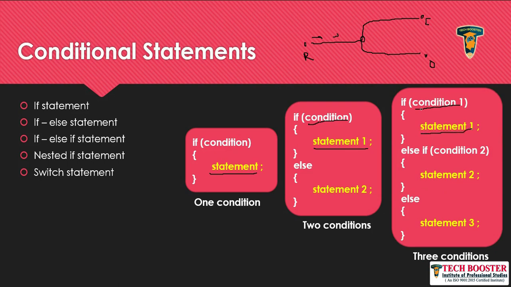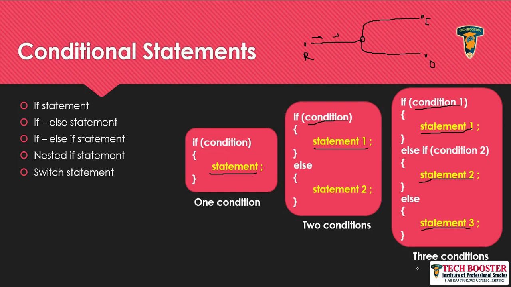If my condition 1 is not satisfied, then I have my condition 2 with else if. This is my else if. With my else if I have my condition 2. If my condition 1 is not satisfied and my condition 2 is satisfied, then statement 2 will get executed. If neither of my conditions are satisfied, like my condition 1 is not satisfied and even my condition 2 is not satisfied, then the statements that you will write within this else will get executed.